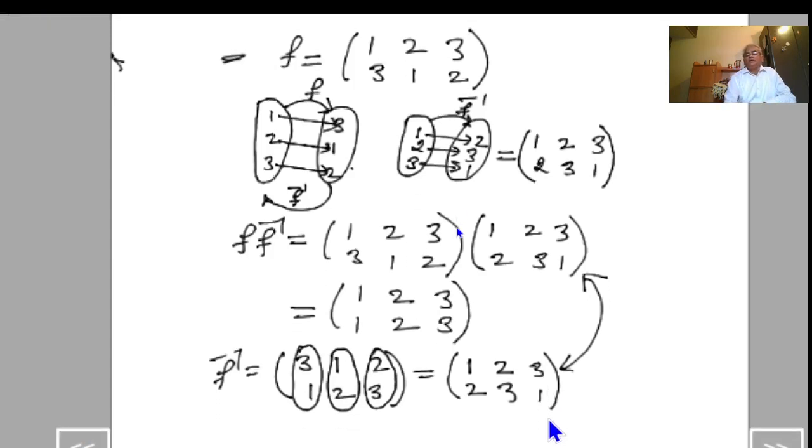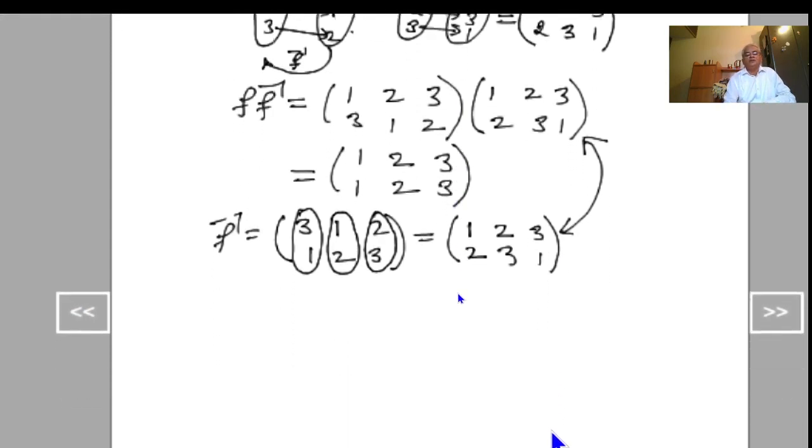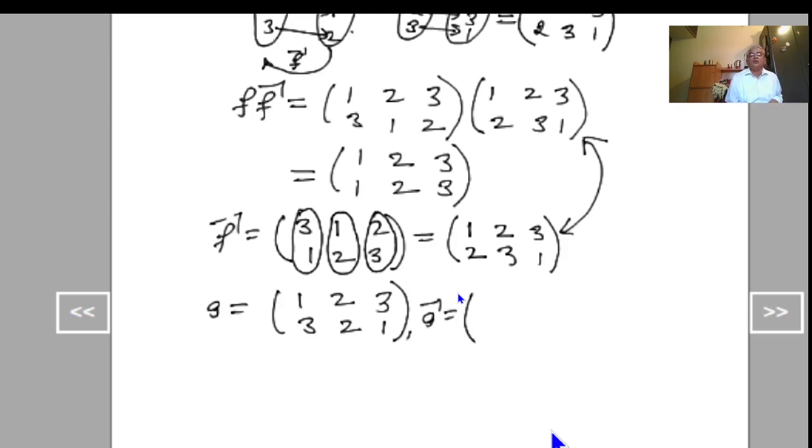Okay, we go for some more examples. Let me consider G is equal to 1, 2, 3 in the first row and 3, 2, 1 in the second. Okay, this is our G. And to find G inverse, I will interchange the rows here. Second row becomes first row. That is, 3, 2, 1 is in the second row, I will write this in the first row. And first row elements 1, 2, 3 I write in the second row.